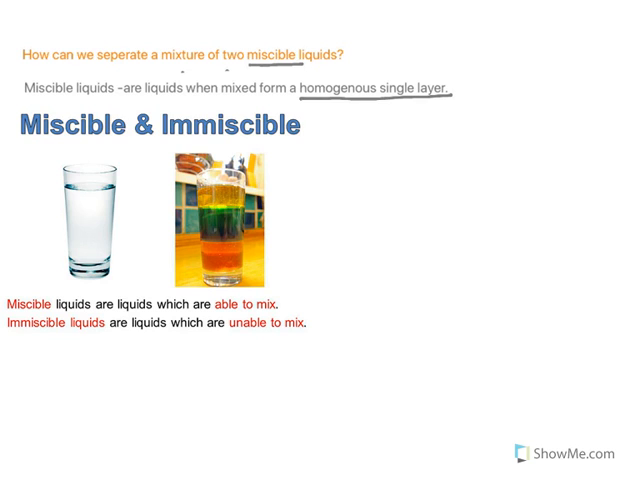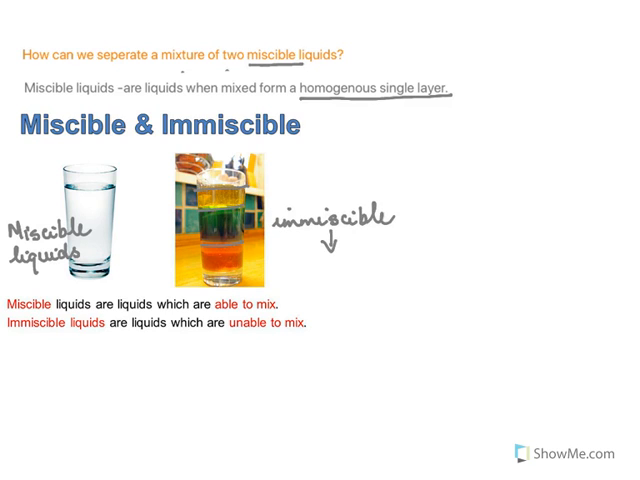Here is an example of miscible and immiscible liquids. This is a miscible liquid where two substances have been mixed and they form a single layer. Could be like water and acetone, water and vinegar. This is immiscible liquids, wherein the liquids are mixed but they do not form a single layer. They form separate layers because they have different densities.